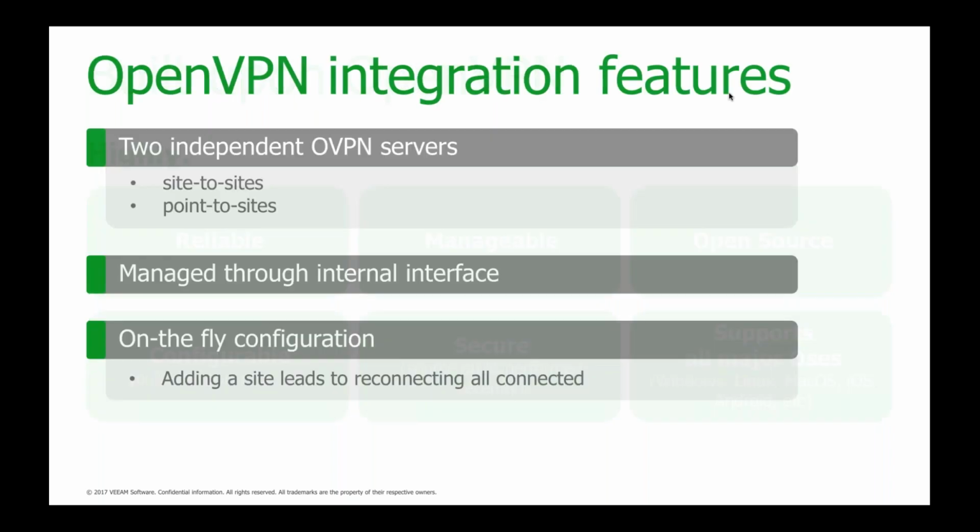In terms of the OpenVPN integration, we've got on the appliance 2 separate, independent OpenVPN servers, so that they don't interfere with each other. They work separately for the site-to-site and the point-to-site, 2 separate ones. Again, it's all managed through this internal interface, and we've got on-the-fly configuration.